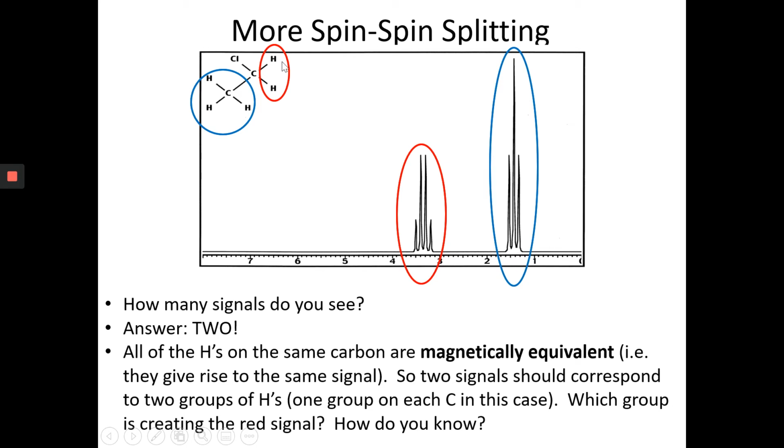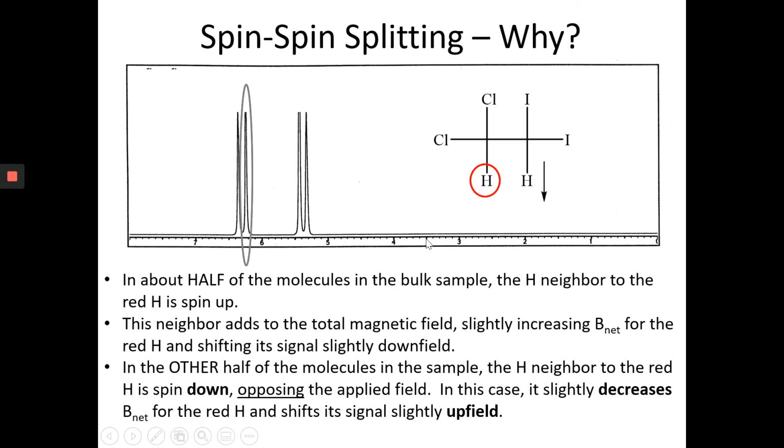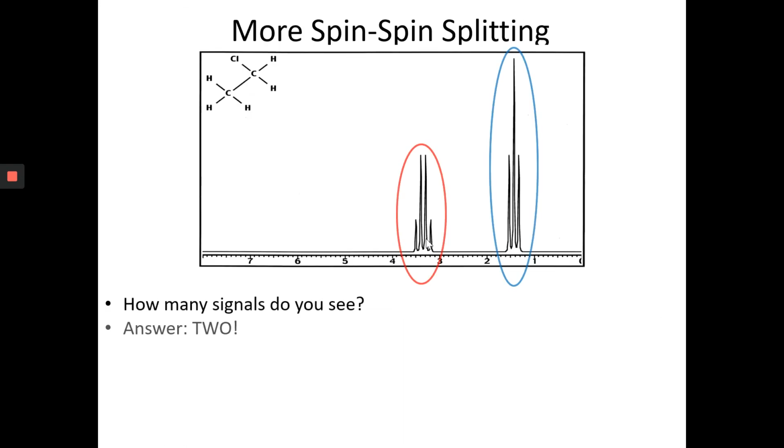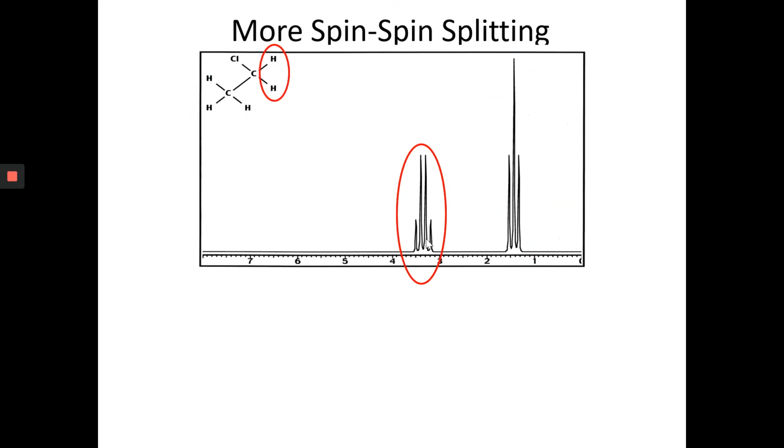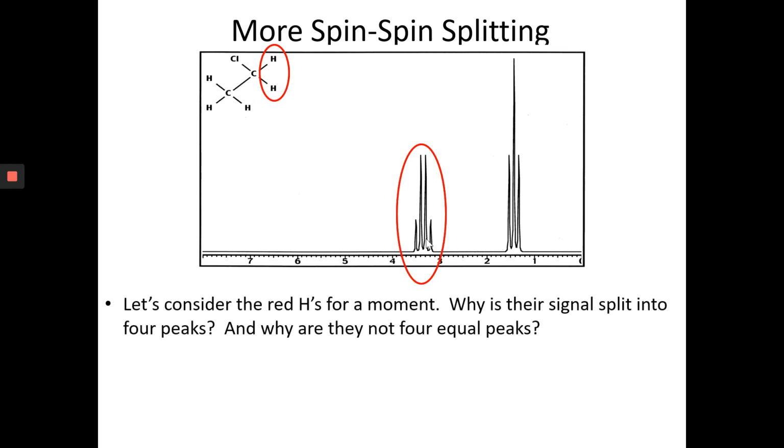Okay, so here we go. These are the red hydrogens. These are the blue hydrogens. Why are they split in these wild multiplets? All right, same idea as what we just talked about, except now it's a little more complicated, right? So let's consider the red hydrogens for a minute. Why is their signal split into 4 peaks?